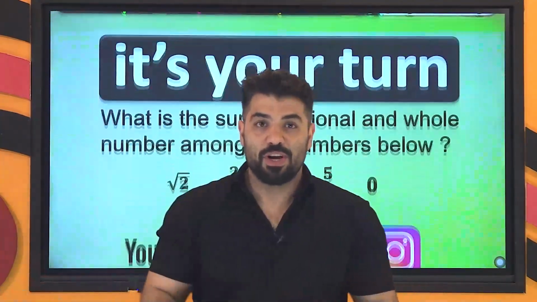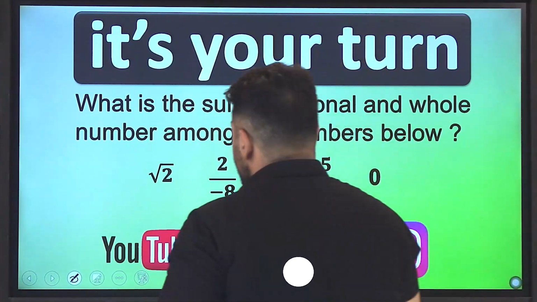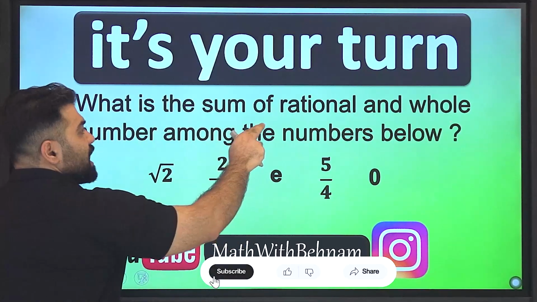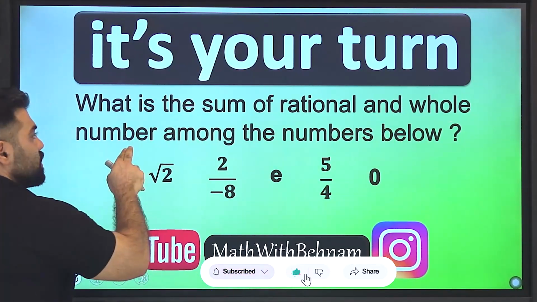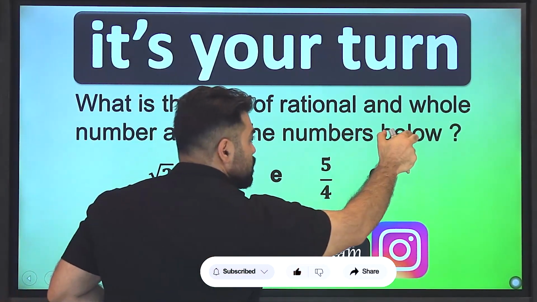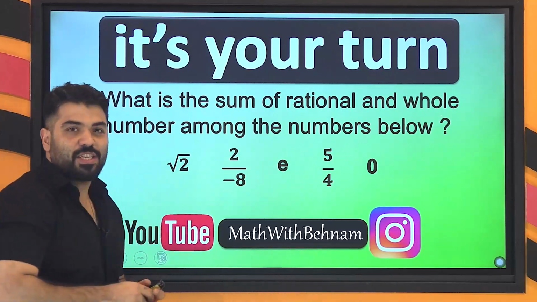Okay, let's check comprehension. It's your turn. This is the question. What is the sum of rational and whole number among the numbers below?